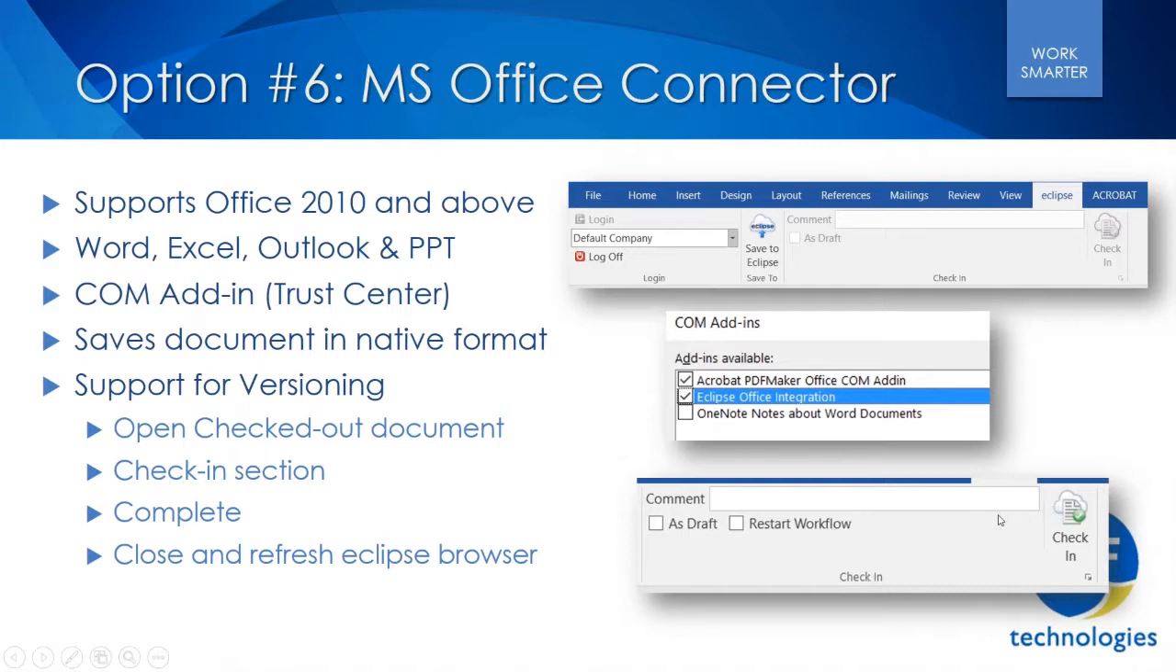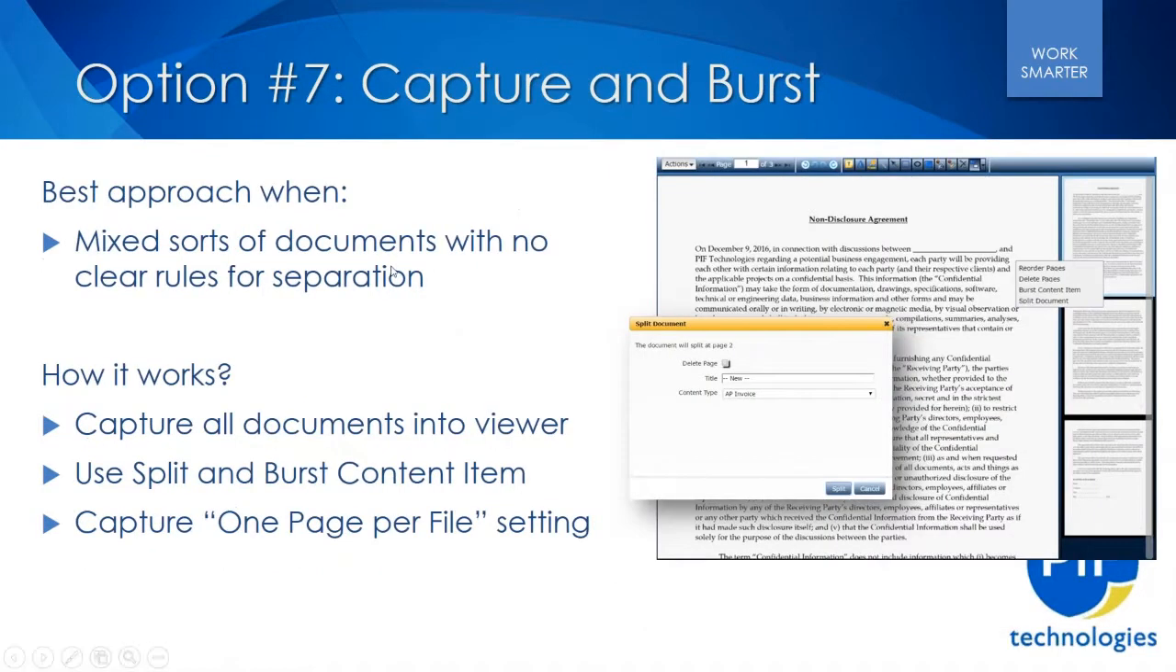Okay, the Microsoft Office connector. This is something that's available for Office 2010 and above. It supports the 4 main products: Word, Excel, Outlook, and PowerPoint. For Office 365, the Outlook integration works. The other 3 are being slated for the 1704 release. This is a COM add-in. It allows you to have this little Eclipse tab with the Save to Eclipse capability here.